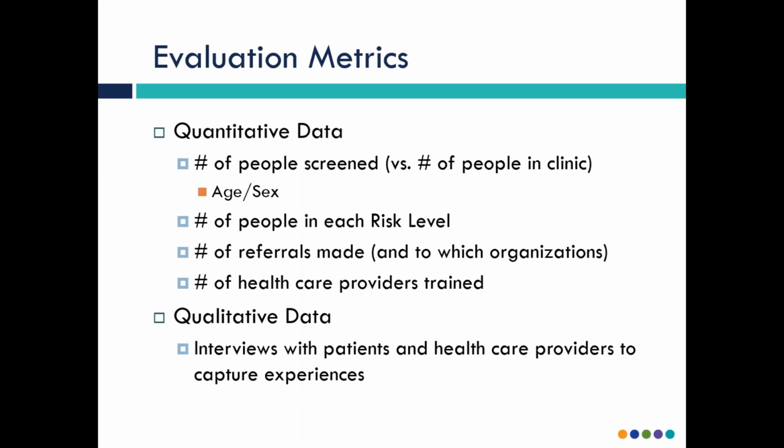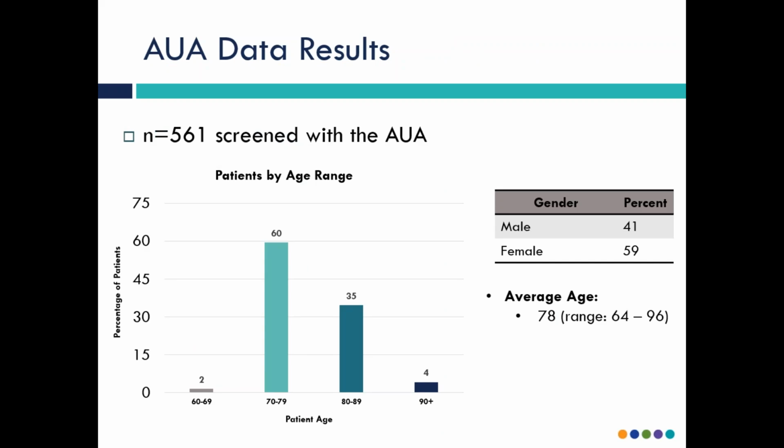So for the evaluation, we looked at the number of people screened, the referrals, and we also completed interviews with patients and providers. So we screened 561 older adults over an 8-month period with an average age of 78, but an age range of 64 to 96. So although we suggested screening people 70 years and older, some providers did make the decision to screen younger than 70 if they determined that it would be helpful for that patient. And we also had 59% female patients.